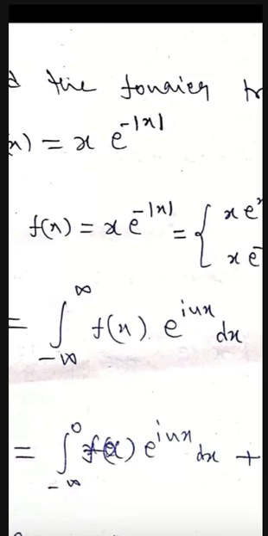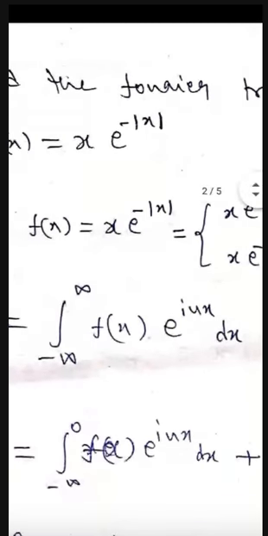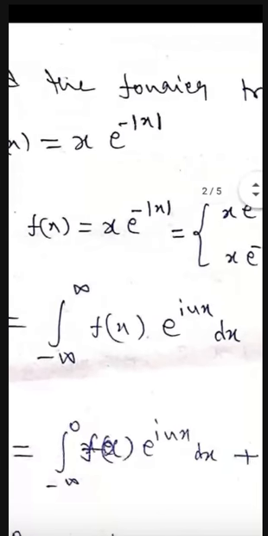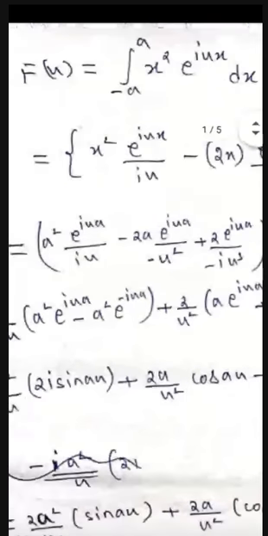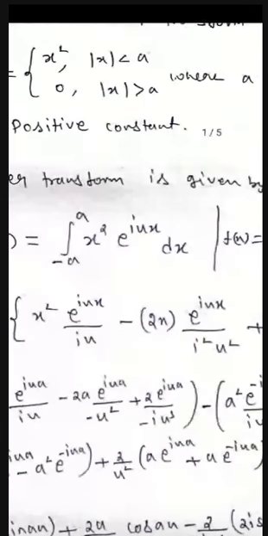So first and last terms are 0, because only in case x is in between minus a to plus a will the f of x value be x square. In all other cases 0. So that's the reason I can directly substitute minus a to a in the place of minus infinity to plus infinity, and in the place of f of x, I can substitute x square. You can see that directly. e power iux as it is.